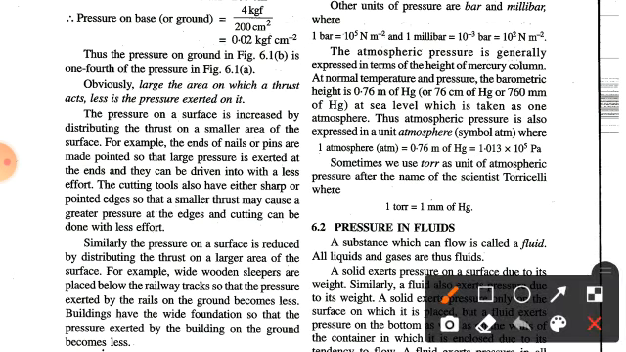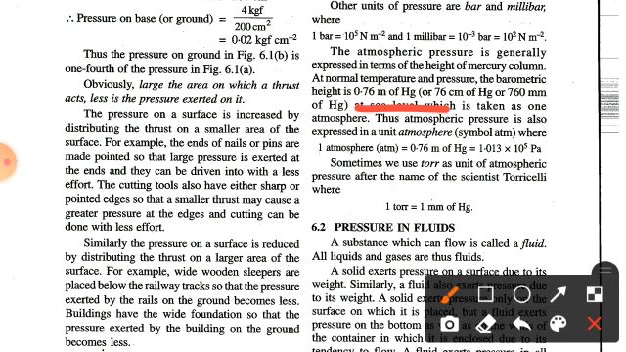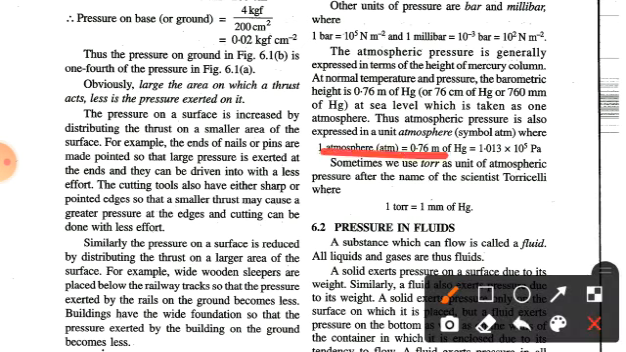The atmospheric pressure is generally expressed in terms of the height of the mercury column. At normal temperature and pressure, the barometric height is 76 cm of Hg, or you can write it as 760 mm of Hg, at sea level, which is taken as 1 atmosphere. So the atmospheric pressure is also expressed in the unit atmosphere, where 1 atmosphere is 0.76 m of Hg, that is equal to this in Pascal. Sometimes we use torr as a unit for measuring atmospheric pressure. So what is the relation? 1 torr is equal to 1 mm of Hg.